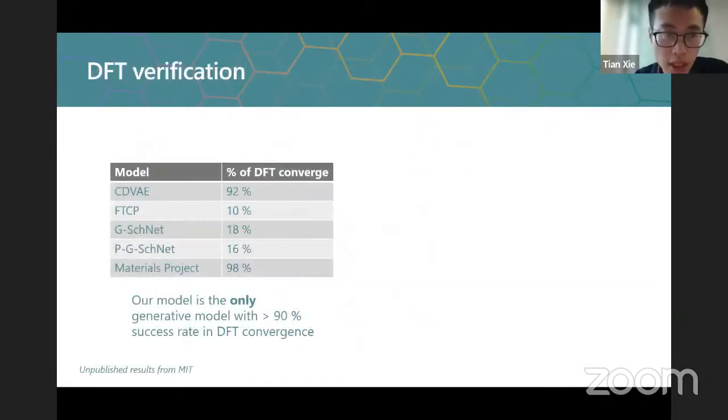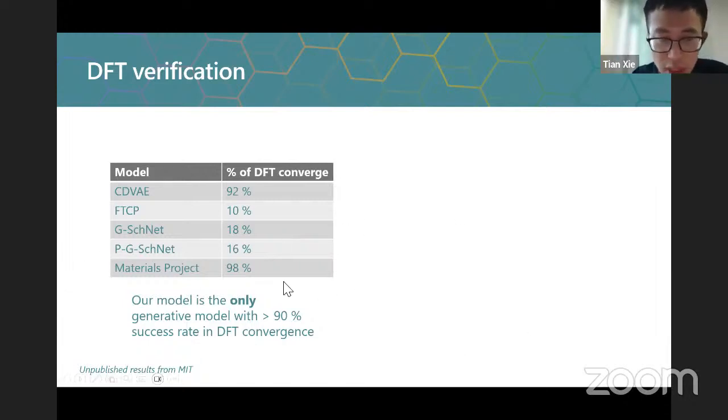So finally, we have done some quantum mechanical verification of the materials that we have generated. This uses DFT to calculate how stable the materials we generated are. One of the first criteria is that, at the minimum, the DFT calculation should converge, because if your structure generation is too bad, then maybe the DFT itself will not converge. What we found is that our model is the only generative model where more than 90% of the materials are able to converge in DFT, while all the other models have less than 20%.